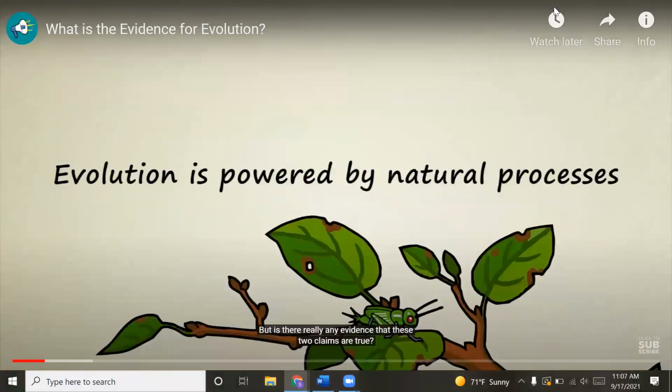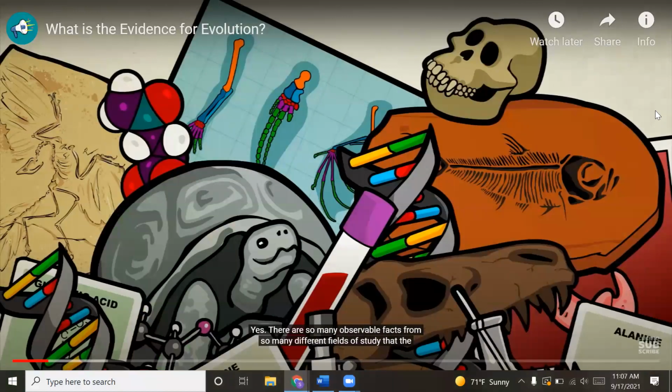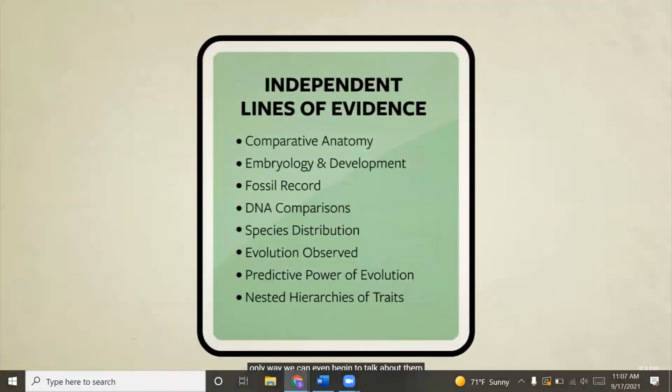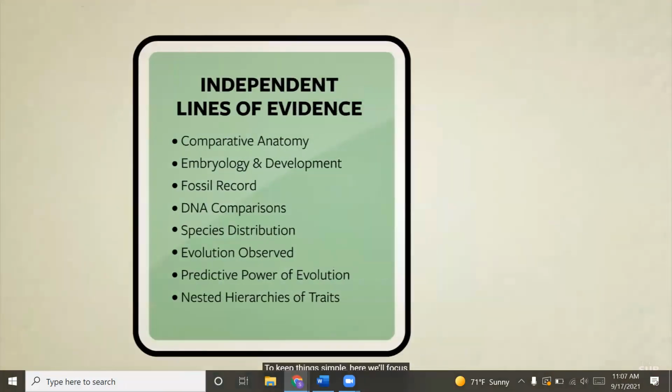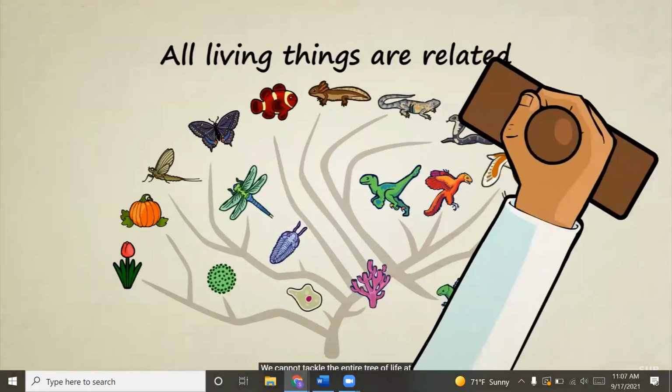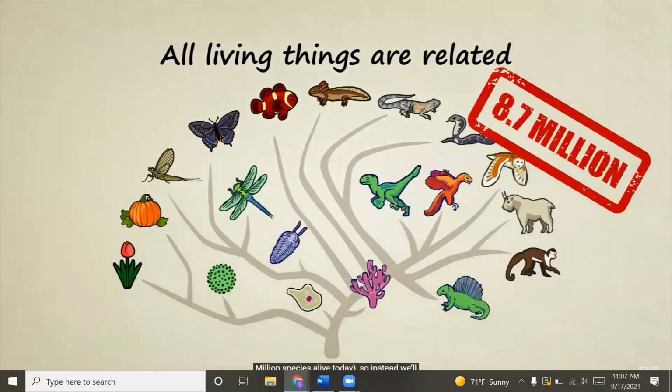Yes. There are so many observable facts from so many different fields of study that the only way we can even begin to talk about them is to group them into categories or lines of evidence. It's actually our next unit. To keep things simple, here we'll focus on evolution's first claim that all living things on Earth are related. We cannot tackle the entire tree of life at once. After all, there's an estimated 8.7 million species alive today.